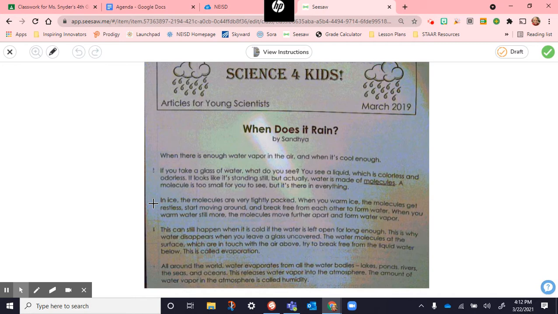When you warm water still more, the molecules move further apart and form water vapor. This can still happen when it's cold if the water is left open for long enough. This is why water disappears when you leave a glass uncovered. The water molecules at the surface, which are in touch with the air above, try to break free from the liquid water below. This is called evaporation. All around the world, water evaporates from all the water bodies, lakes, ponds, rivers, the seas, and oceans. This releases water vapor into the atmosphere. The amount of water vapor in the atmosphere is called humidity.